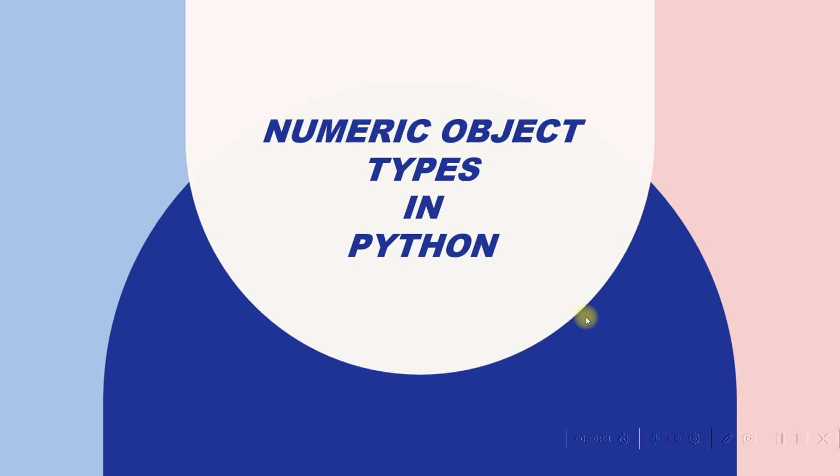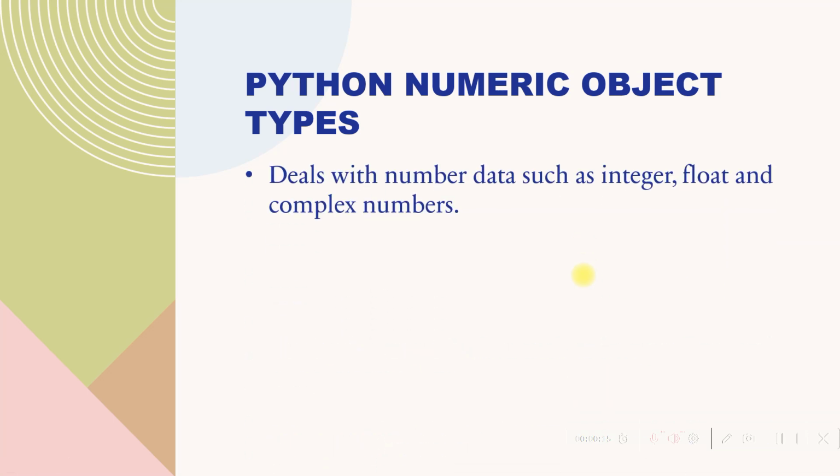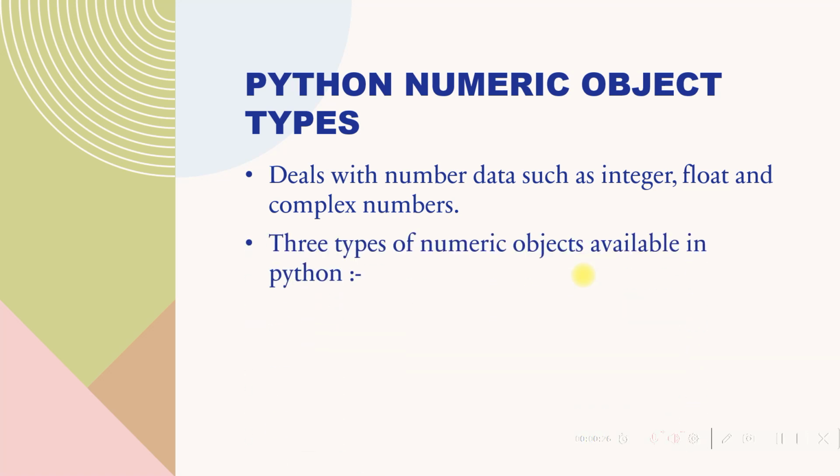Hello everyone, welcome back. In this session, we will talk about the first object type, which is the numeric object types. Okay, so why do we use numeric object types? Because it deals with number data such as integer, float, and complex numbers. Then there are three types of numeric objects available in Python. First one is integer, second one is float, and third one is complex. Now let's see each one of these in detail.